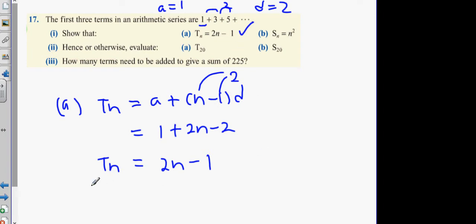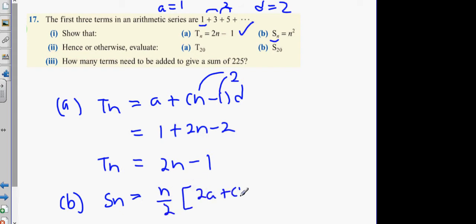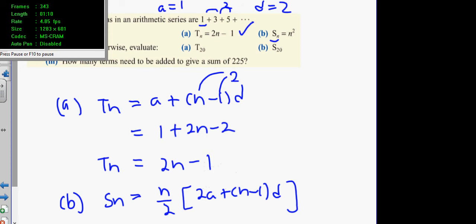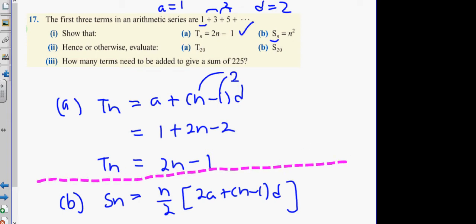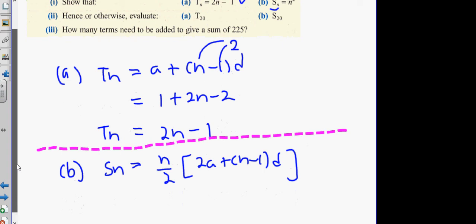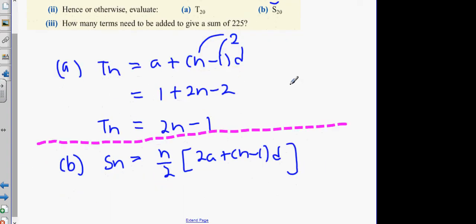Okay, next one is B. B wants to find out what S of n is. You write down the S of n formula from your log tables: n over 2 times 2a plus n minus 1 times d. So what happens here is that this is part B, okay? So we replace a is 1, d is 2. Just remember that a is 1, d is 2.